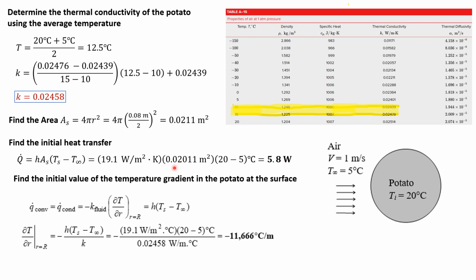To find the temperature gradient, we need to apply this formula here and solve for the partial T with respect to r at r equals R, which is the radius of the potato. So here, if we solve for this value, we rearrange our equation, we get this equation here. So we can plug in our h value, the temperature difference divided by k. So we get minus 11,666 degrees C per meter. That's our final answer.